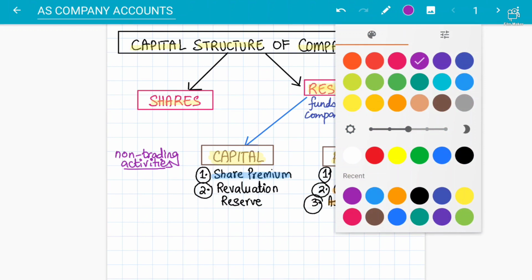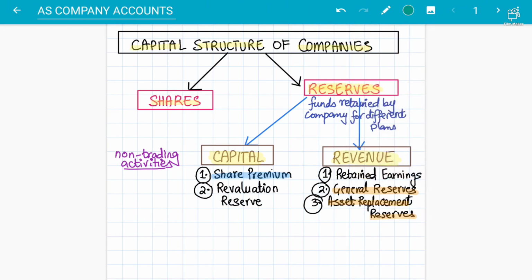We'll do the numerics of that as well, but at the moment you need to understand that share premium is basically when you sell the shares for more than the par value, the face value, or the nominal value. So when you are selling at a higher price, you get share premium, and then you record it as a capital reserve.